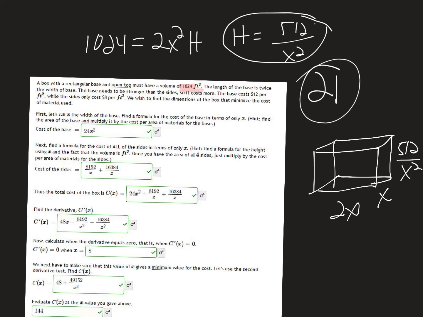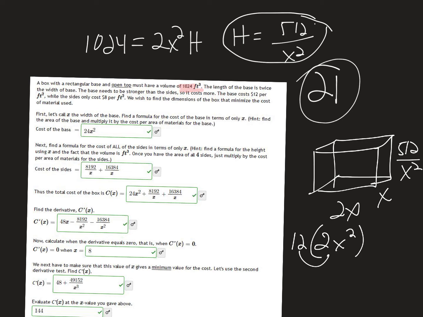Okay, so what's the cost of the base? Well, they told us the cost of the base is 12 bucks per square foot. We only need the base, we don't need the top. So that base has an area of 2x squared, and then of course we're going to multiply it by the cost per square foot, which is 12. So 12 times 2 is 24x squared. That's where I got that from.